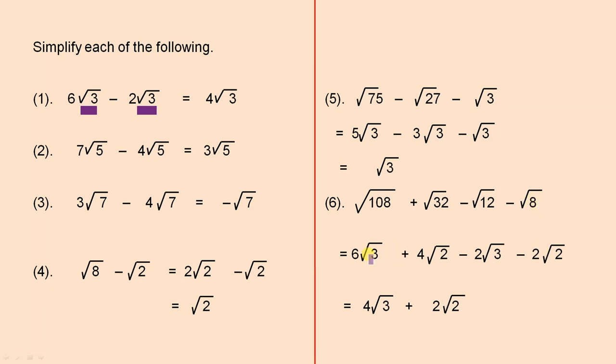So 6 root 3 minus 2 root 3 gives you 4 root 3. 4 root 2 minus 2 root 2 gives you 2 root 2. And since those two there are unlike terms, that is the answer. We cannot go any further.